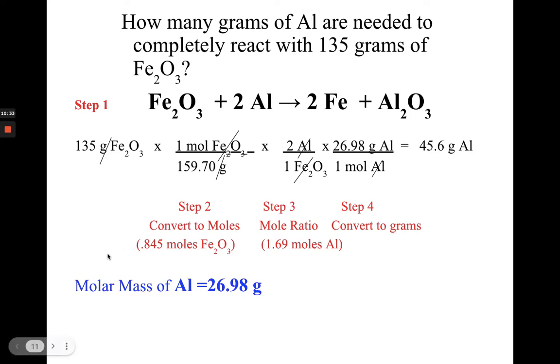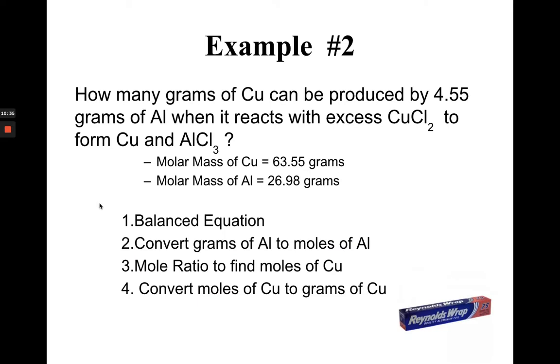Okay, let's try another one. In this example, it says how many grams of copper can be produced by 4.55 grams of aluminum when it reacts with excess copper chloride to form copper and aluminum chloride. Wow, that's a lot of words. Well, let's kind of just start at the beginning.